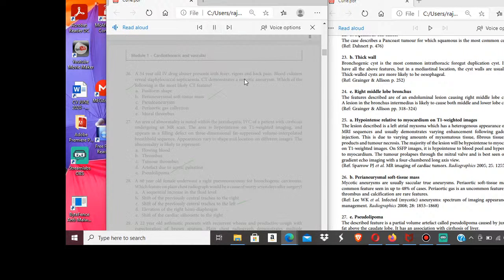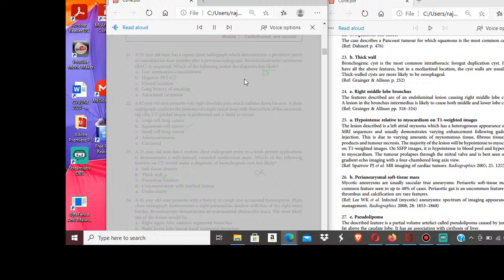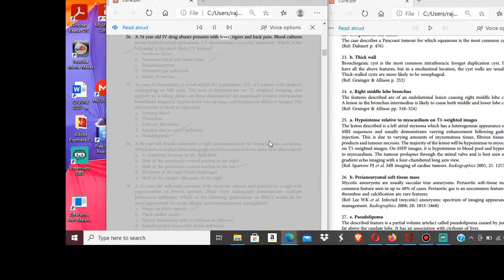Module 1: Cardiothoracic and Vascular. 26. A 34-year-old drug abuser presents with fever, rigors, and back pain. Blood cultures reveal staphylococcal septicemia. CT demonstrates a mycotic aneurysm. Which of the following is the most likely CT feature? A. Fusiform shape. B. Perianeurysmal soft tissue mass. C. Pseudoaneurysm. D. Periaortic gas collection. E. Mural thrombus.